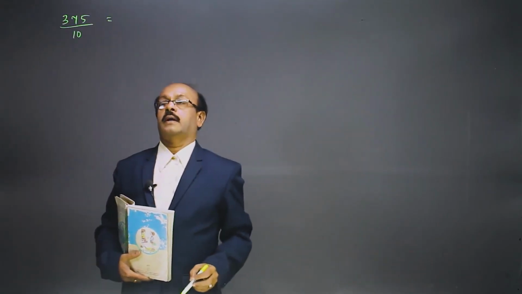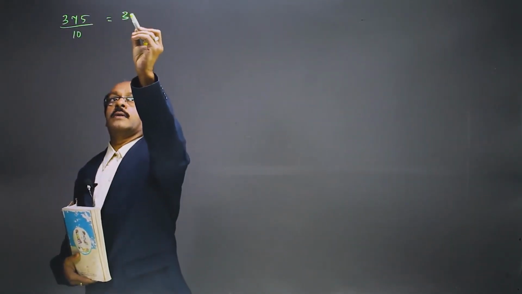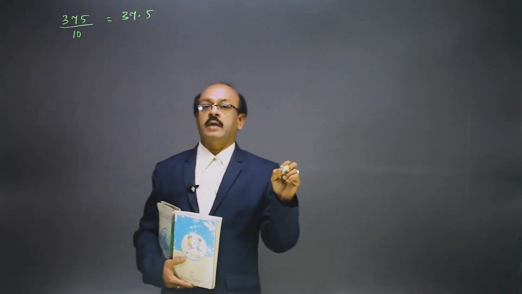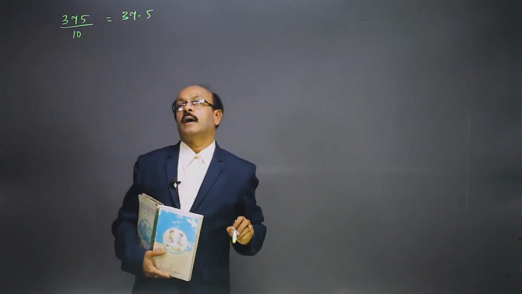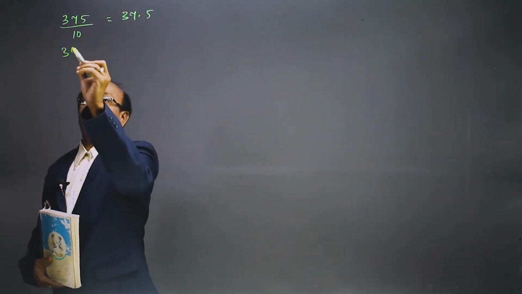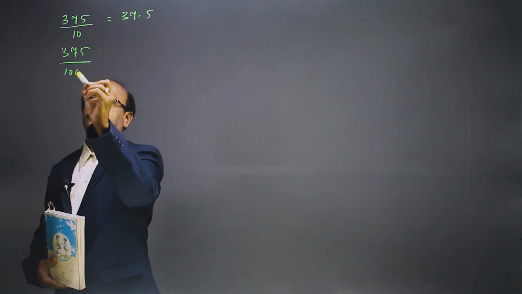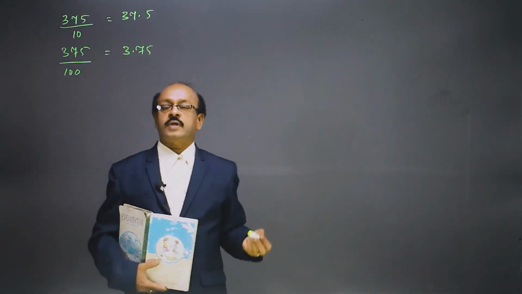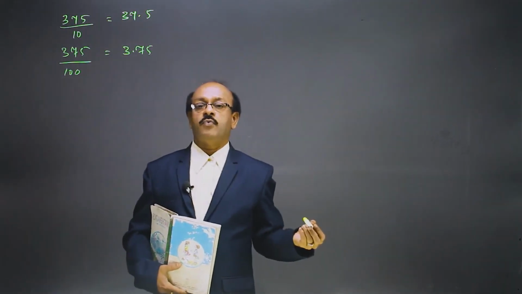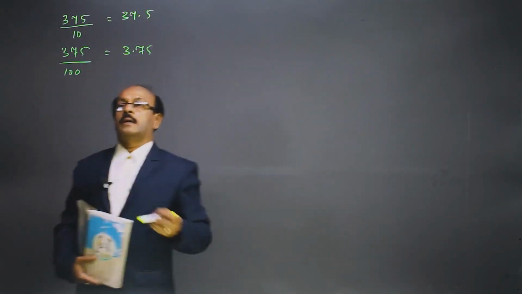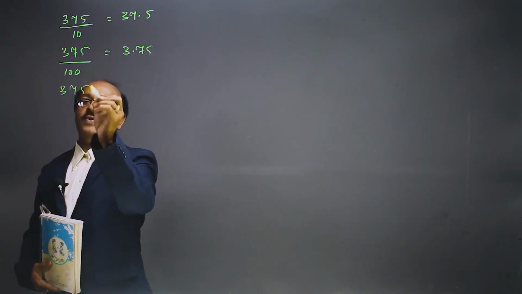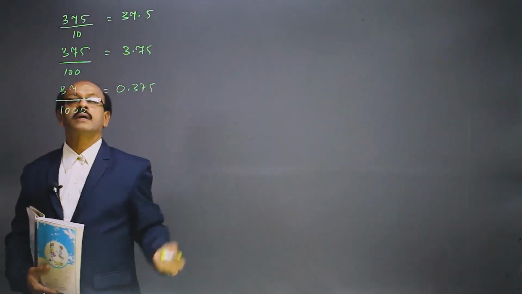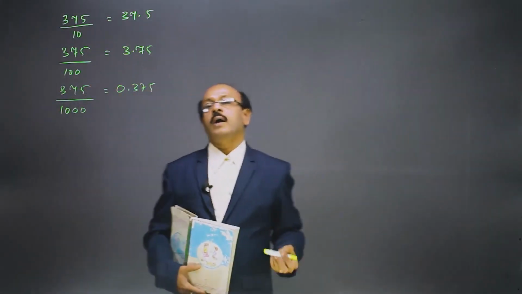375 divided by 10 is equal to 37.5. The decimal form is stopping, or terminating, after one place. 375 by 100 is equal to 3.75. Here also, after two places, the decimal form is stopping. And 375 by 1000 means 0.375. Here also it is stopping after three places of decimal.